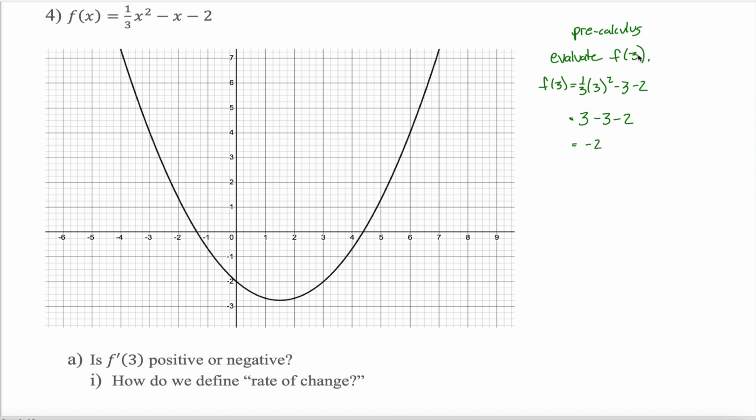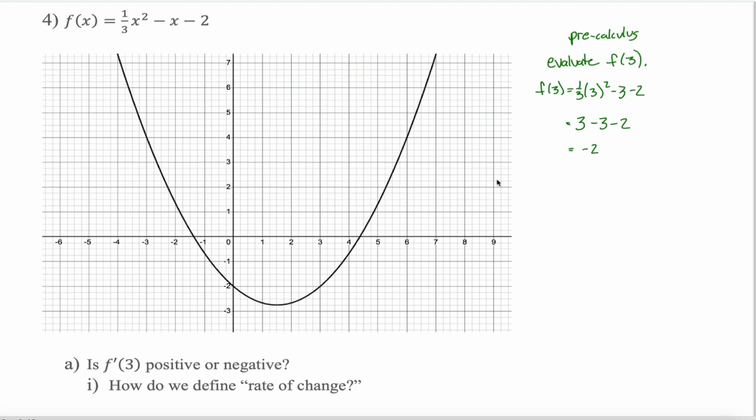If I'm asked to evaluate f of 3, I could do it algebraically and figure out that the answer is negative 2. Or I could do it geometrically. If I was doing it geometrically, I'd understand that when I'm being asked to evaluate f of 3, I'm being told that the x coordinate is 3. Here's my x-axis. Here's where x equals 3. The height of this graph when x equals 3 appears to be negative 2. Therefore, f of 3 is equal to negative 2. I come up with the same answer. That's all great, and none of that is relevant because that's a pre-calculus thing.